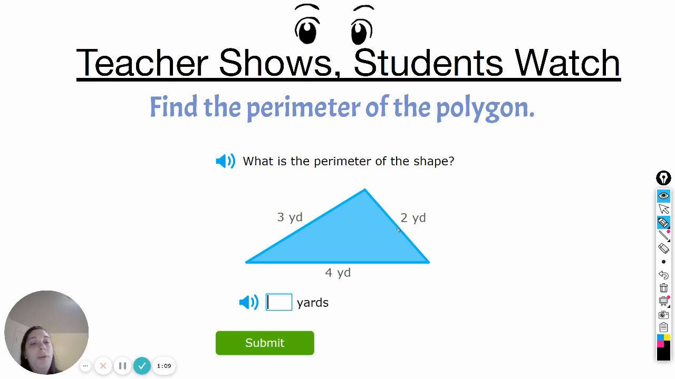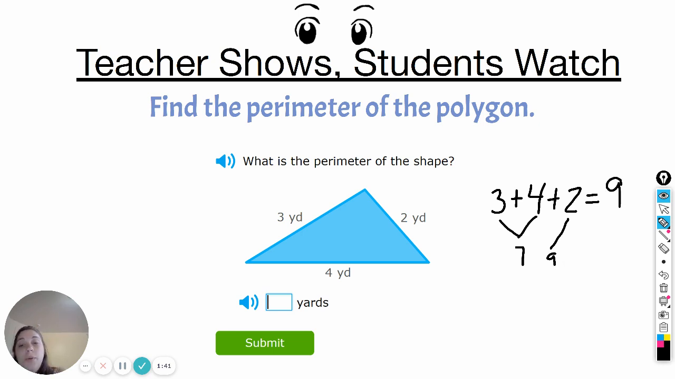So we would be adding 3 plus 4 plus 2. I know that 3 plus 4 makes 7, and then if I add on 2 more, that gives me 9. So 3 plus 4 plus 2 is 9. So the perimeter of this shape, or this triangle, would be 9 yards.